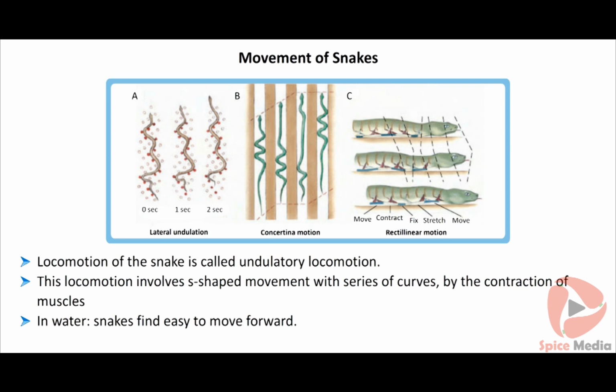Bony fishes are fishes with the presence of swim bladder or air bladder. Swim bladder is filled with air or gas and it is hydrostatic in function.